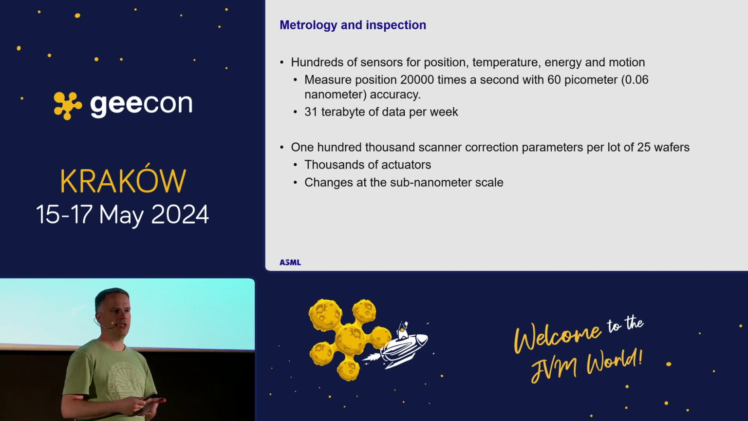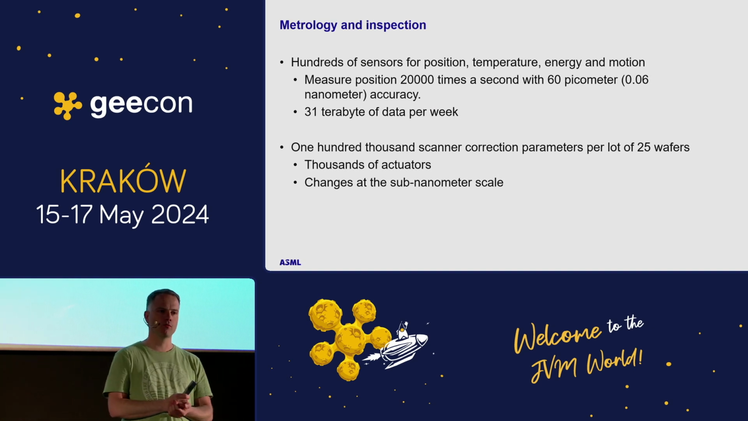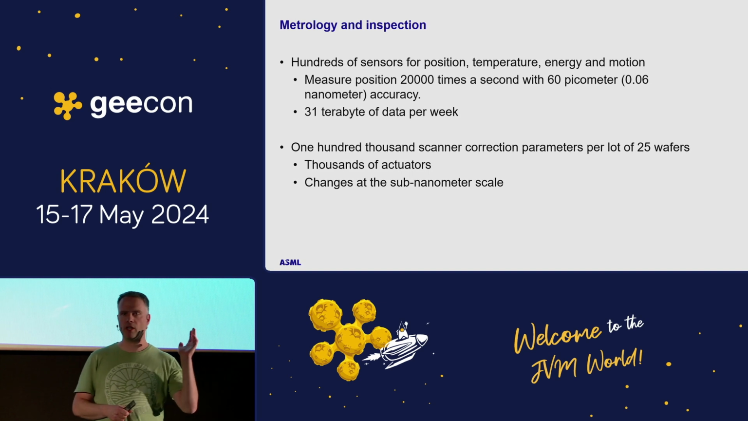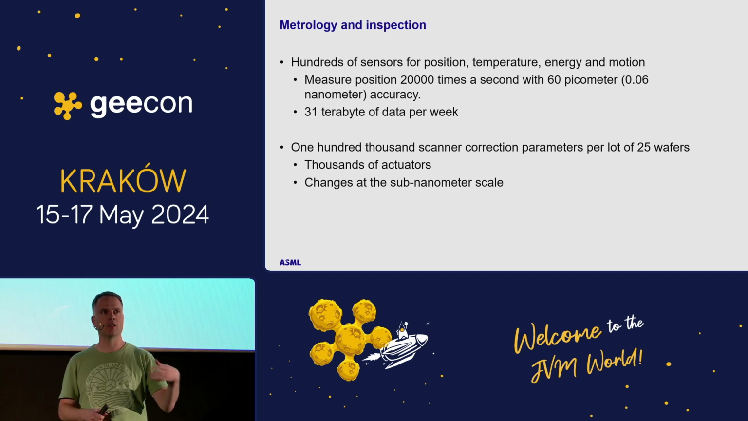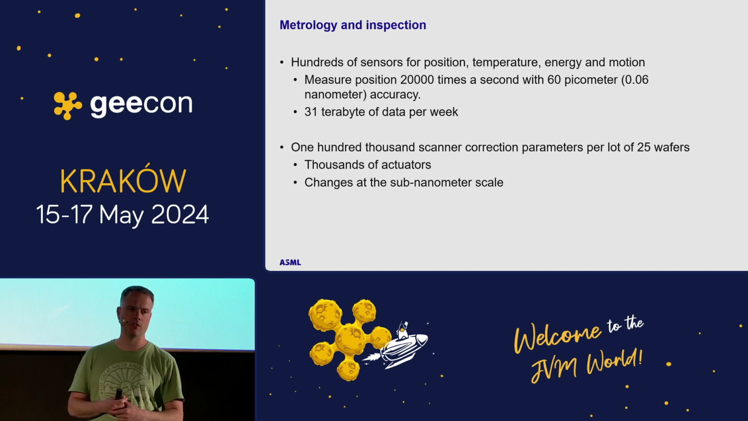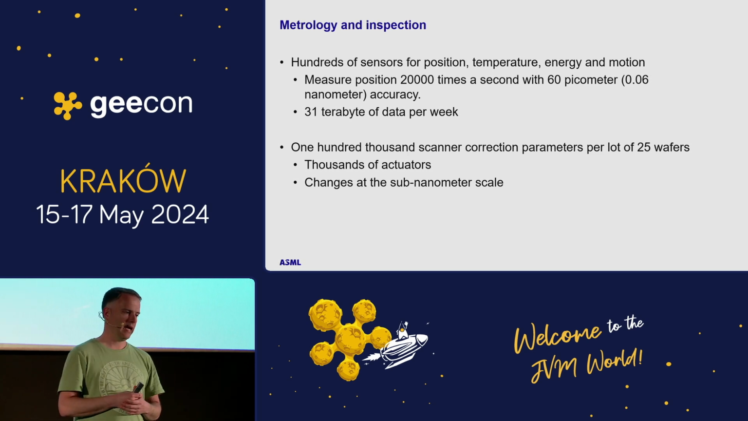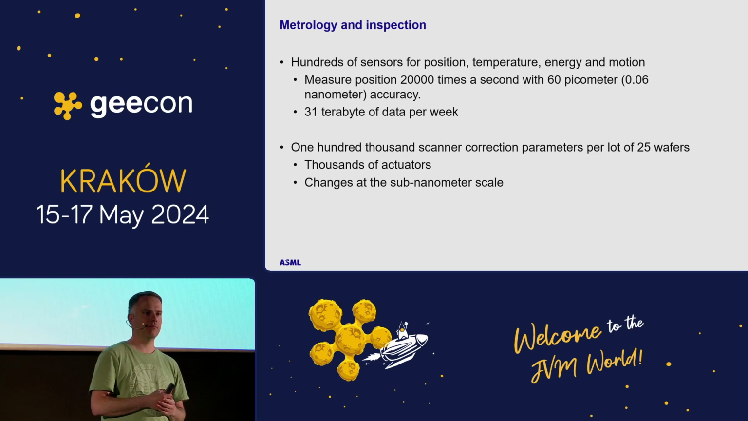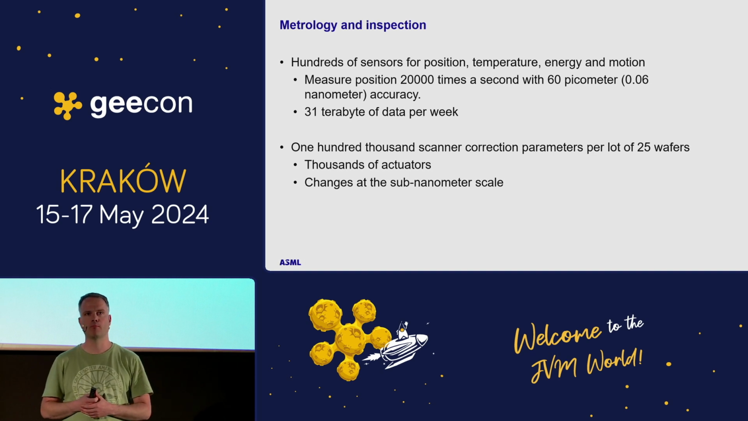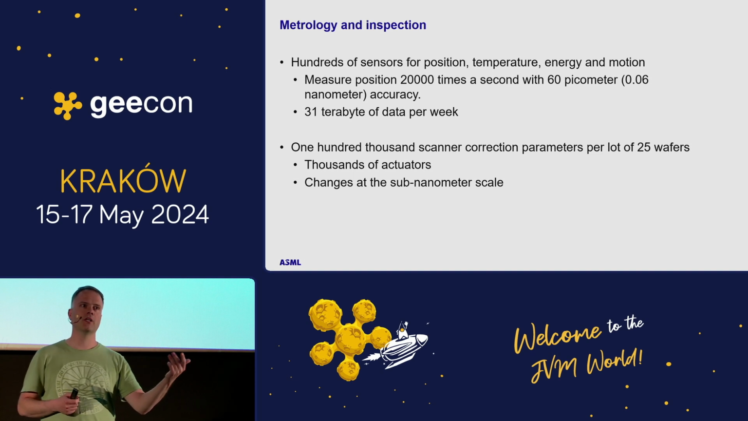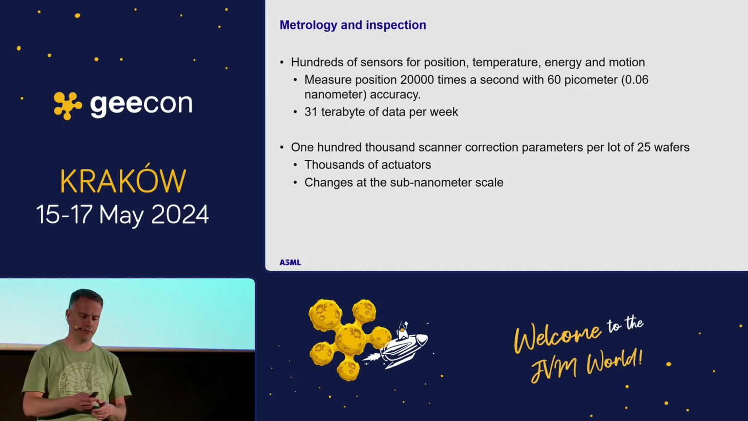And then what we see is that these measurements, it becomes more and more. So we get about 31 terabytes of data per machine, and customers can have dozens of these machines. We measure almost everything in a machine, and in each machine we can correct about 100,000 parameters. So if we find an issue, we can change one of these parameters or several parameters to make sure that that issue is being removed.